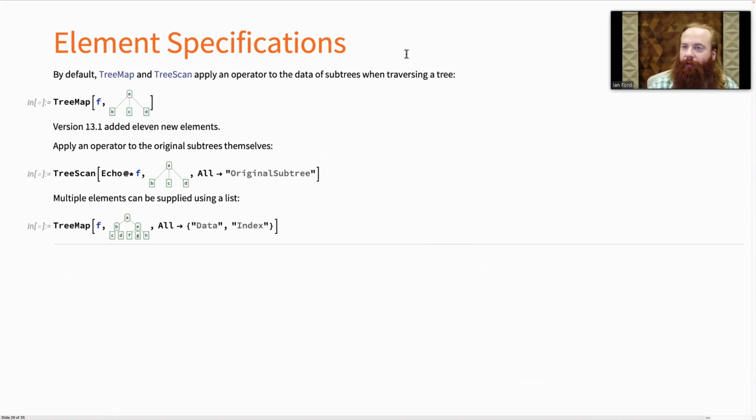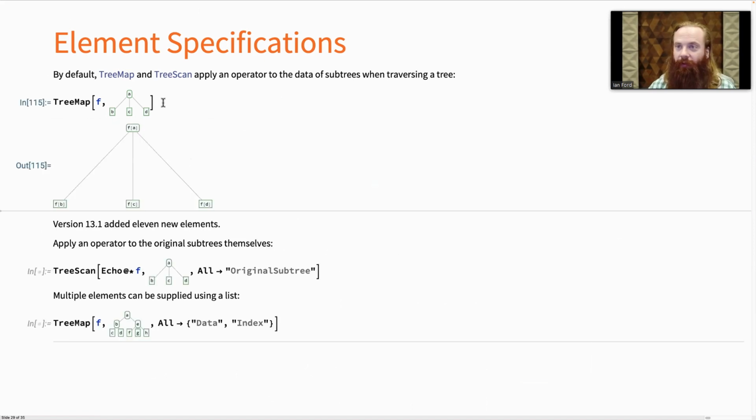Another extension of tree map and tree scan is the ability to supply different elements to the functions. So by default, tree map applies everything to the data. We evaluate this, we see F gets applied to the A, B, C, and D because those are the data of the nodes. Now in version 13.1, we added 11 new elements that can be used, and we can also specify a list of elements.